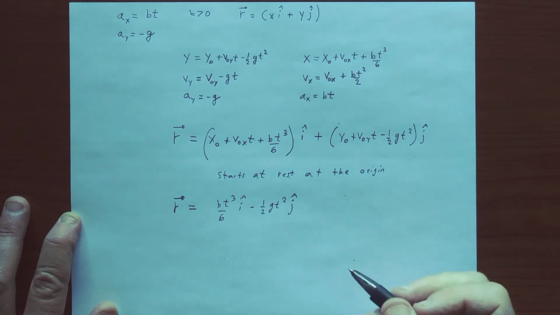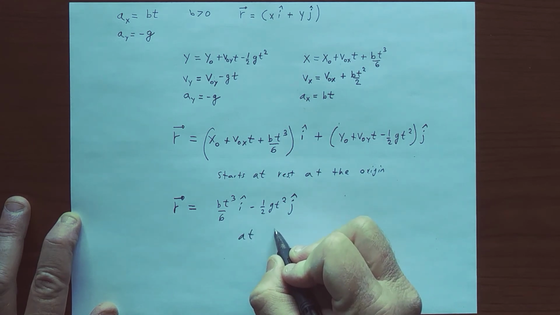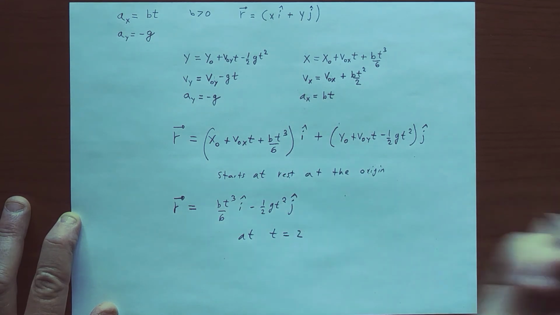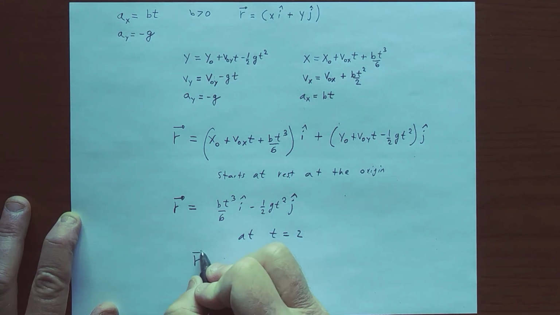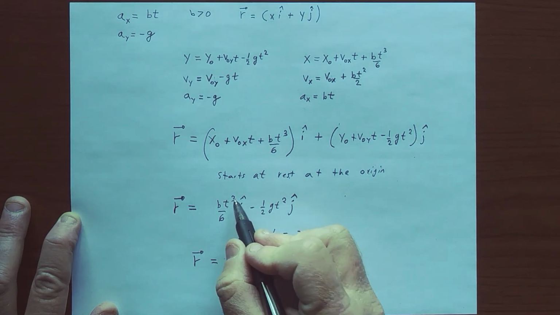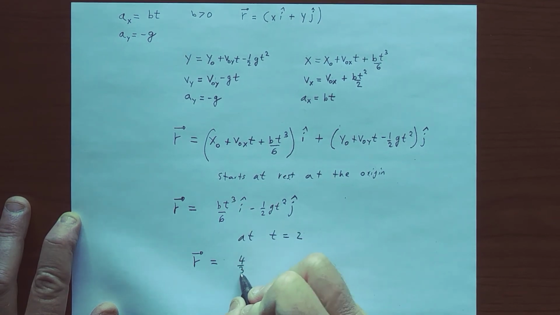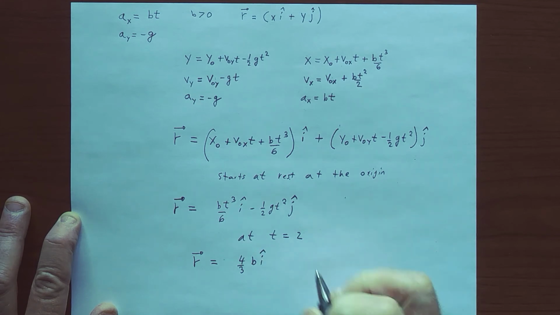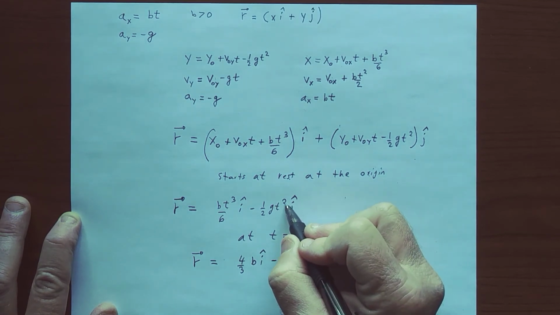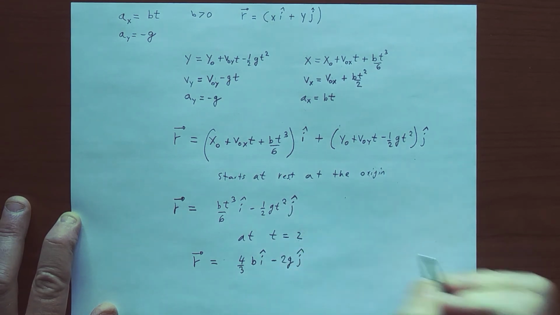And let's say we want to know the position at t equals 2. At t equals 2, the position of the object is 2 times 2 is 4, times 2 is 8, so we have 8/6, which is 4/3 b i hat, minus, we put t into here, we square, we get 4 divided by 2, we get 2, minus 2g j hat.